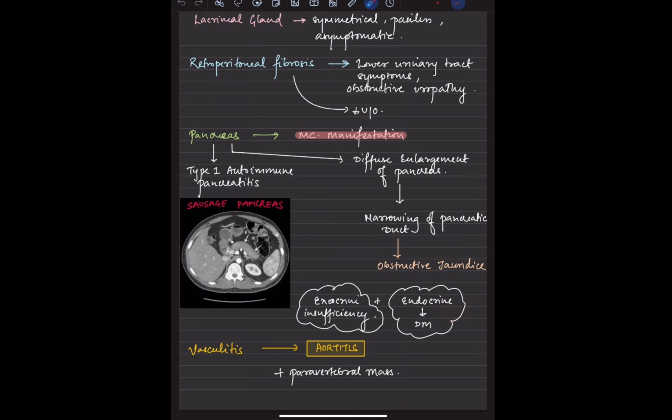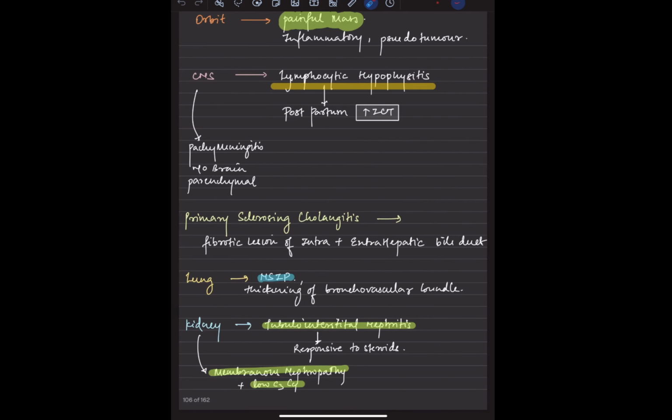Okay, the next thing is vasculitis. So that will be uveitis, okay, as a vasculitis. Then the orbit, whenever the orbit is involved, it is something which is very painful, and there will be a mass. So it is inflammatory, and there is a pseudotumor-like condition, that is a mass, okay. Then the CNS, we have lymphocytic hypophysitis. Now we have seen a patient postpartum with raised ICT, like nausea, vomiting would be there, neck rigidity could also be there. So raised ICT signs could be there, and pachymeningitis could also be appreciated in certain individuals.